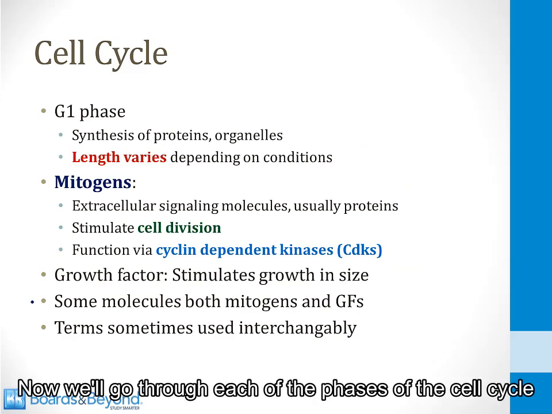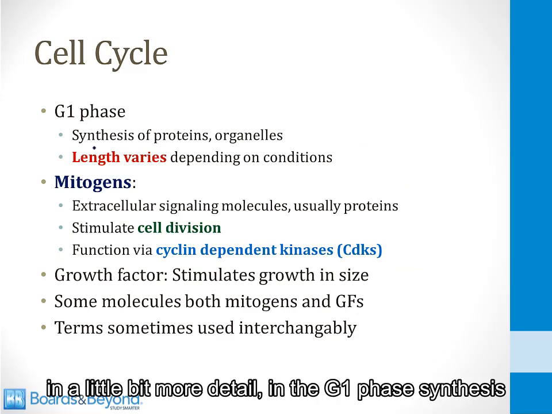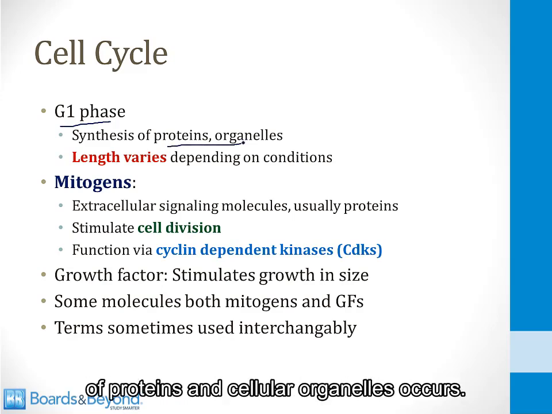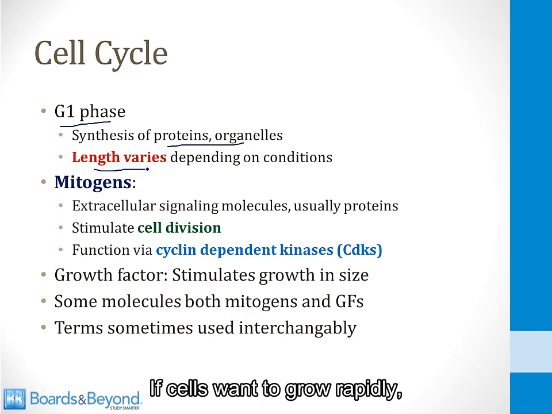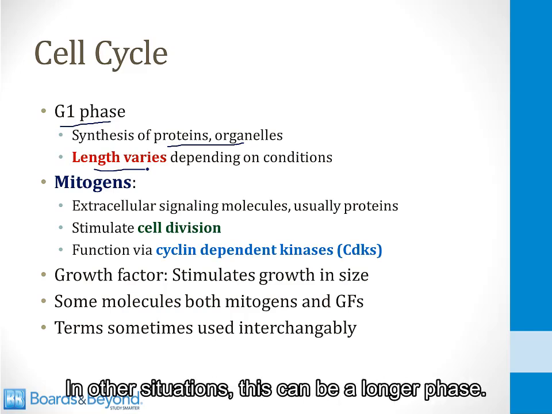Now I'll go through each of the phases of the cell cycle in a little bit more detail. In the G1 phase, synthesis of proteins and cellular organelles occurs. The length of this phase is variable depending on conditions. If cells want to grow rapidly, this can be a very short phase. In other situations, this can be a longer phase.